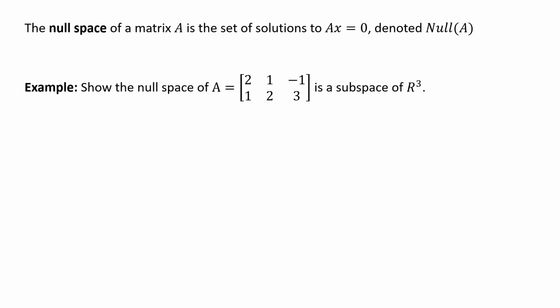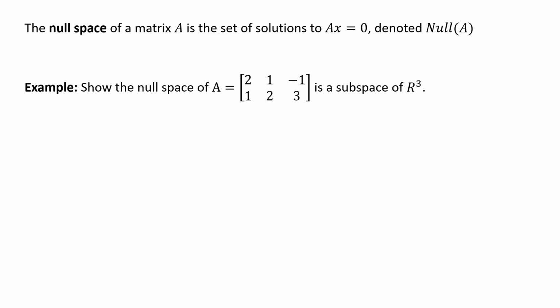We're going to see the null space again later on. This is an important thing to know about, but we're going to define it here. The null space of a matrix is the set of solutions to Ax equals 0, and it's denoted by null of A. So in other words, it's all of the vectors that when you multiply them by A, the product you get is 0. And let's see an example of this.